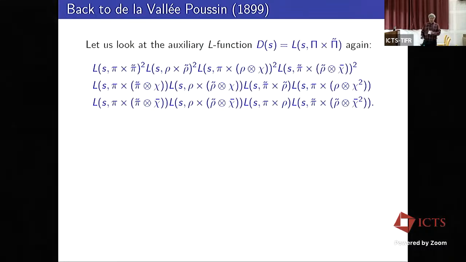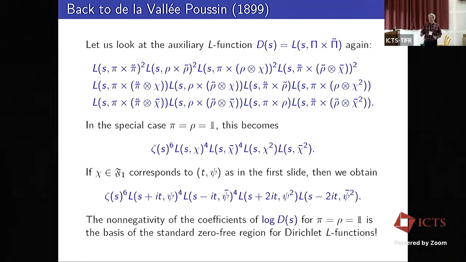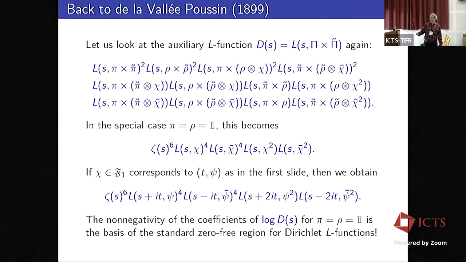And I have 4 seconds left, and this is my last slide. Let's just have a final look at the auxiliary L function. In the special case, pi and rho, if you keep track of it, it just specializes to this very familiar product of Dirichlet L functions. So really, we have generalized de la Vallée Poussin's ideas and Siegel's ideas simultaneously to this zero-free region for twisted Rankin-Selberg L functions. Thank you.